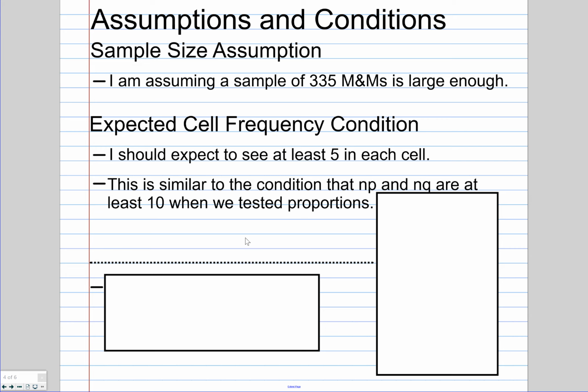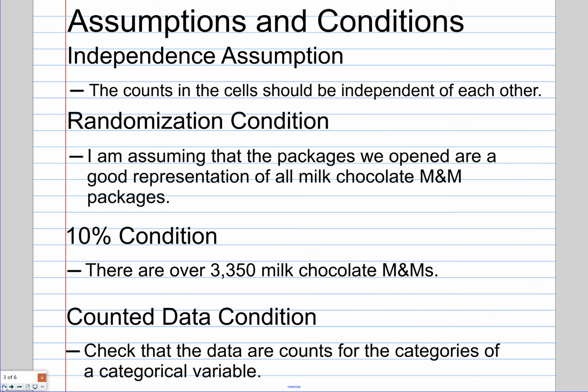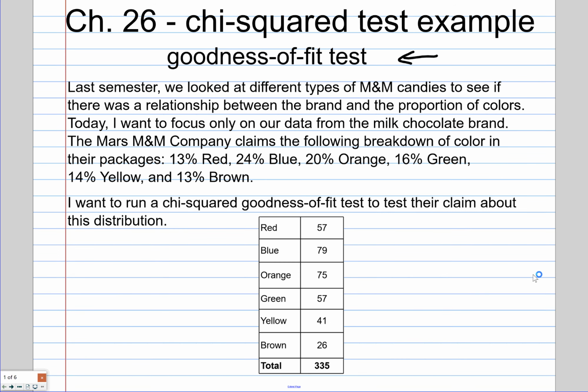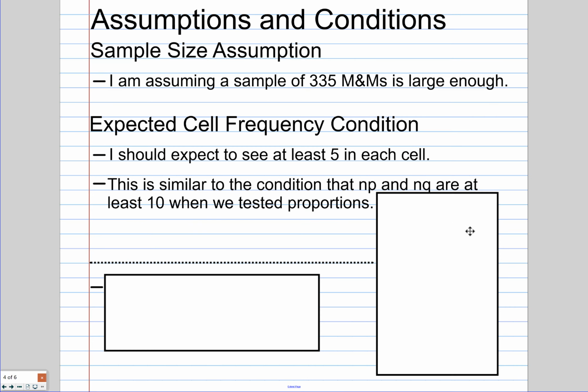Well, while you're writing, let me just remind you that the very first slide, don't worry, I'm going to come back, told me what about the company? What are they claiming about these M&Ms? Color candy. 13% red. Oh, yeah. 24% blue. You see all the percentages? So how many M&Ms do I have? 335. So if I take 335 and multiply by each of those percentages, that should give me the expected number for each color. That is what you're going to do for the expected cell frequency condition, this last condition. Take a look at this.